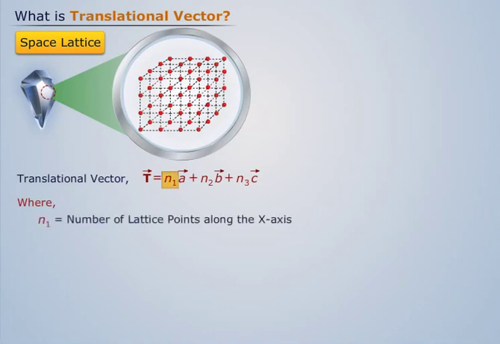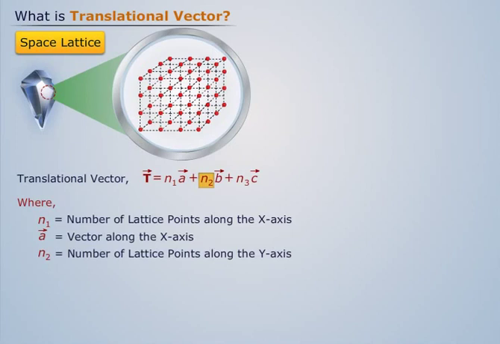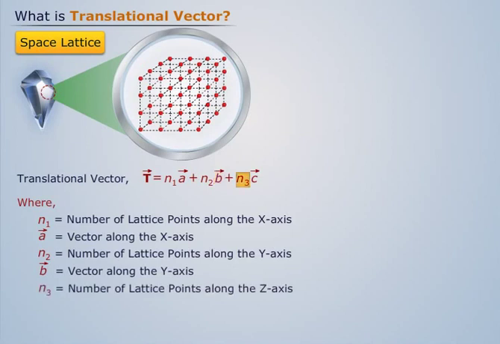of lattice points along the x-axis. A vector is the vector along the x-axis. n2 the number of lattice points along the y-axis. B vector is the vector along the y-axis. n3 the number of lattice points along the z-axis. And C vector is the vector along the z-axis.